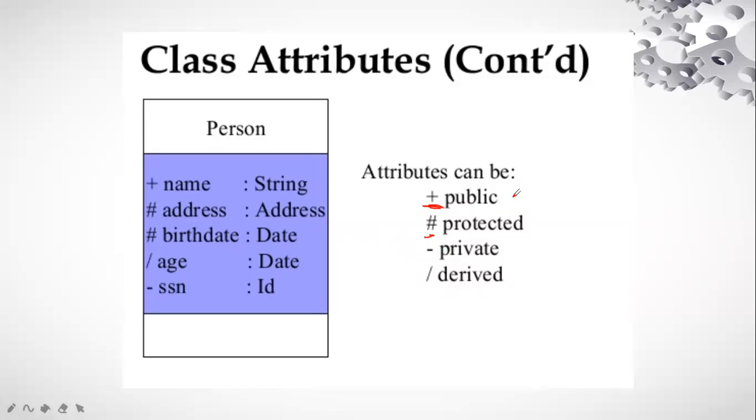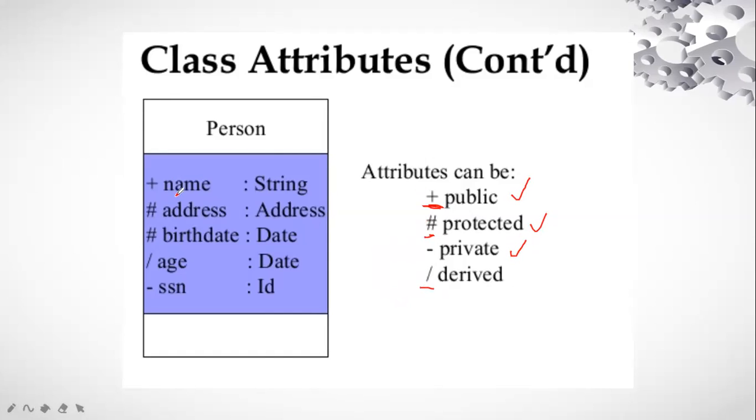So public means visible to all. Protected means it is visible from within the class and from the subclasses inherited from this class, but not from outside. And lastly, the private one, which is visible only from within the class. And lastly, the derived, which we have already seen. If a particular attribute is coming from another attribute, that is a derived attribute. So these are the four signs we are using.